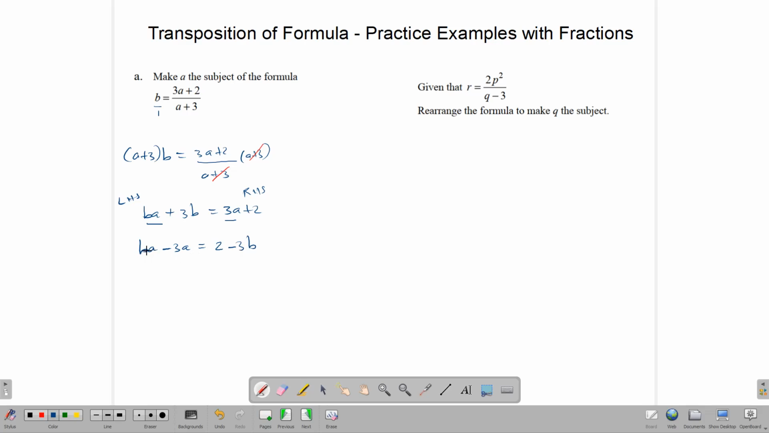Now that we have our a's on the same side, we can now factor out our a. That will leave us with b minus 3. And to finally get our answer, we divide both sides by the bracket, b minus 3. And we end up with our solution. A is equal to 2 take away 3b over b take away 3.